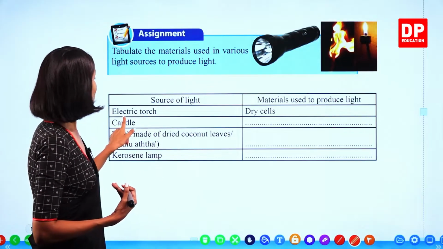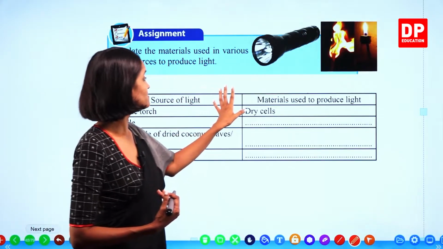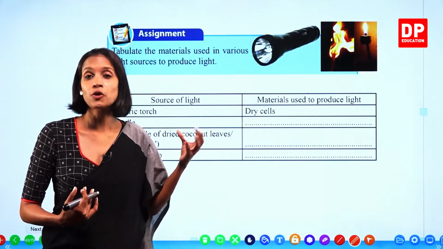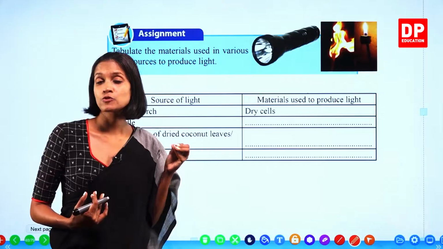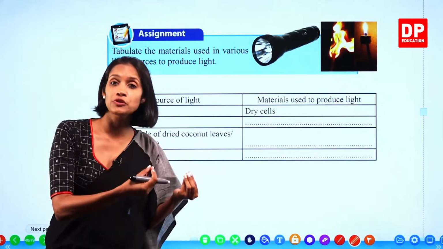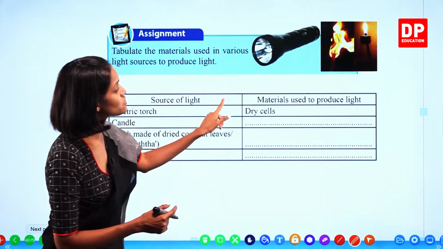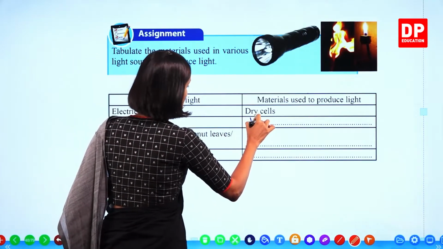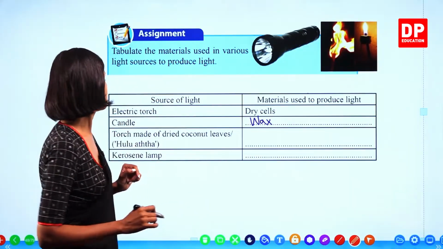Then what about the candle? The source of light is candle. What are the materials used? You all know that candle is made with wax. Wax is a type of fuel. So when you burn the wax, it's as if we are burning the fuel, right? So here the material used to produce light is the wax. Candle is made with wax, right?